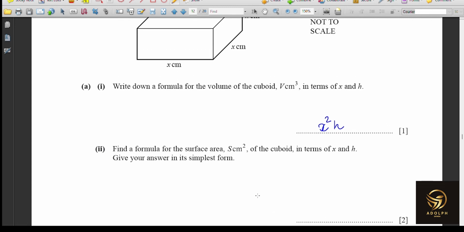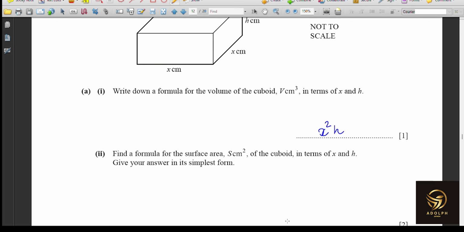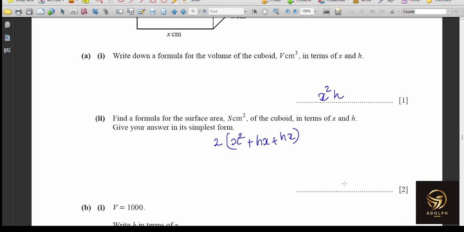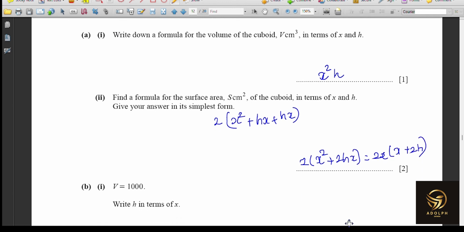So if it's surface area, there will be 2x², so x² is one of the areas, then hx is another area, then one more hx is another area. Everything will be in pairs: front, back, up, down, right, left. So I'm just multiplying by 2, and these two terms can be added. So I'm getting the answer of 2x² plus 4hx. Better, I can take 2 as common, so I will be getting 2x into x plus 2h. So this is the answer I'm getting.